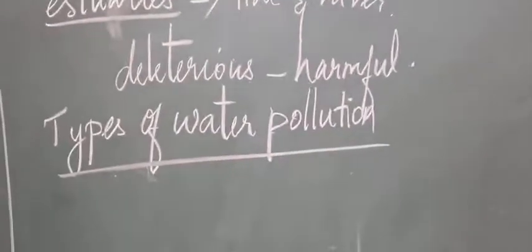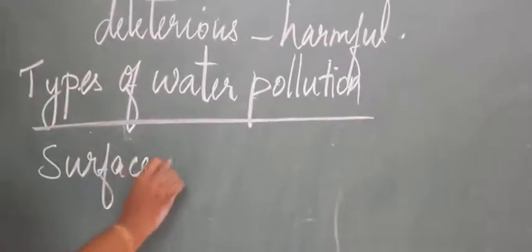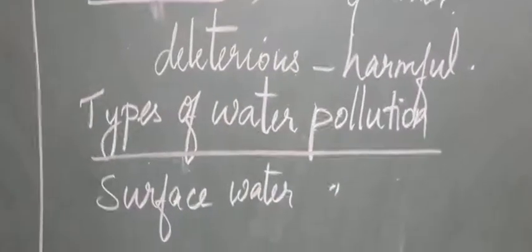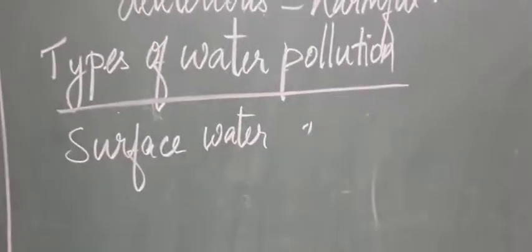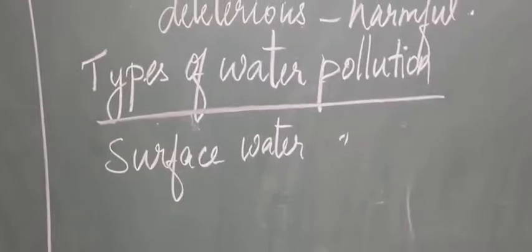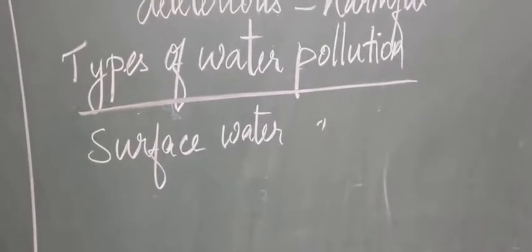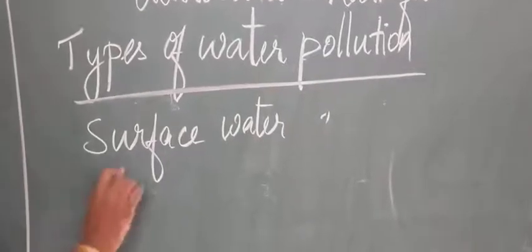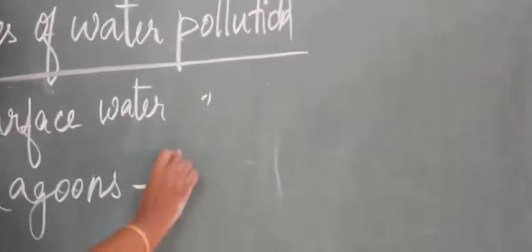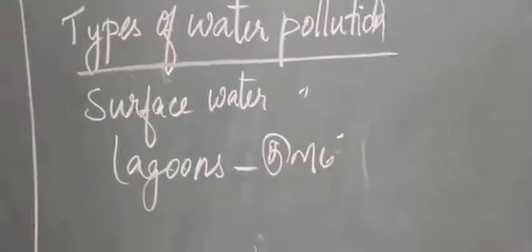What are the types of water pollution? Surface water pollution. This is nothing but the surface water, which includes the natural water found on the earth's surface like rivers, lakes, lagoons. Lagoons is nothing but the lakes, that is lagoons, and all the oceans.